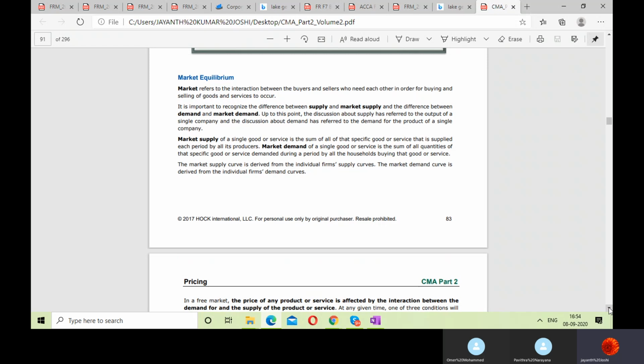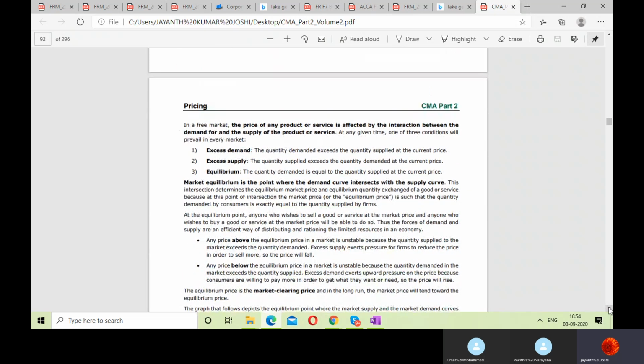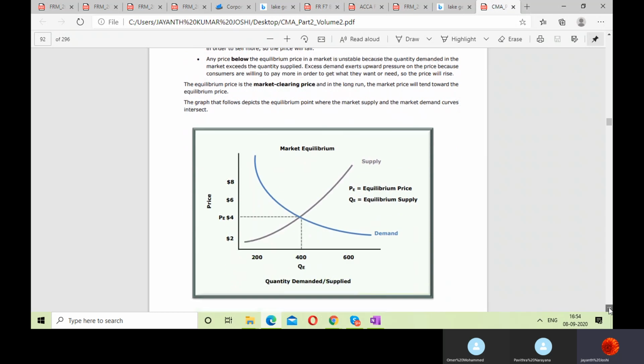Let's see market equilibrium. When demand is equal to supply, we say it is in equilibrium. Suppose demand is for 100 boxes and we are supplying 100 boxes, it is equilibrium. Excess demand is nothing but when demand is more than supply. Excess supply is when supply is more than demand. Equilibrium is when demand and supply are the same.